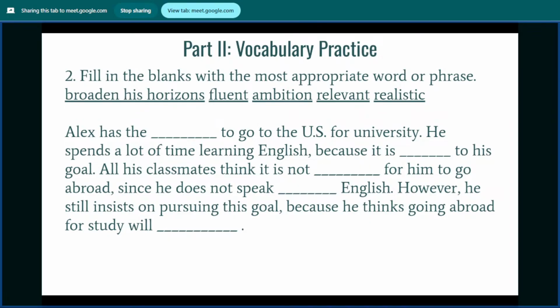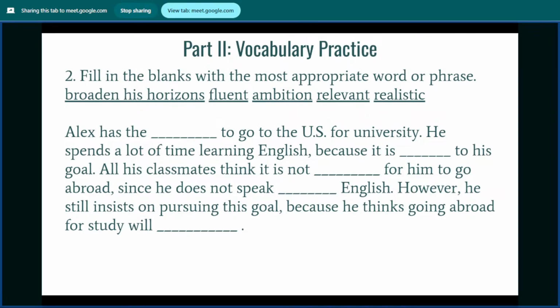All his classmates think it is not realistic for him to go abroad since he does not speak fluent English. However, he still insists on pursuing this goal because he thinks going abroad for study will broaden his horizons.